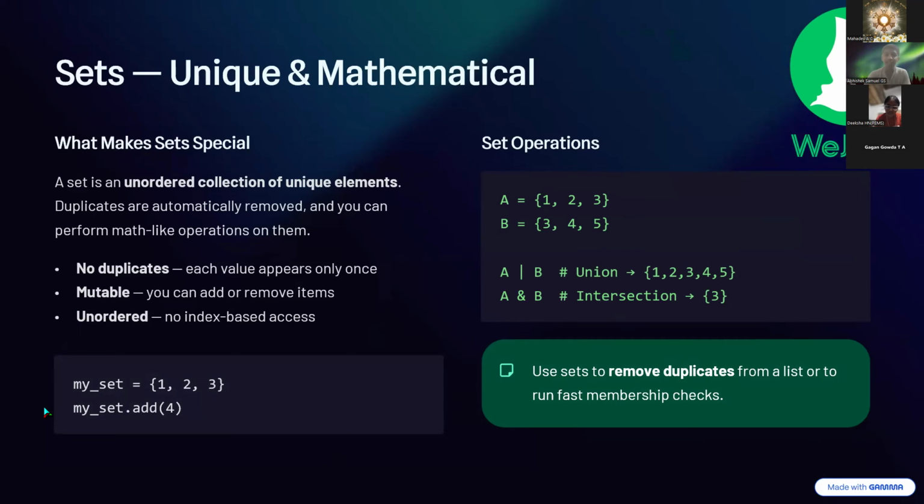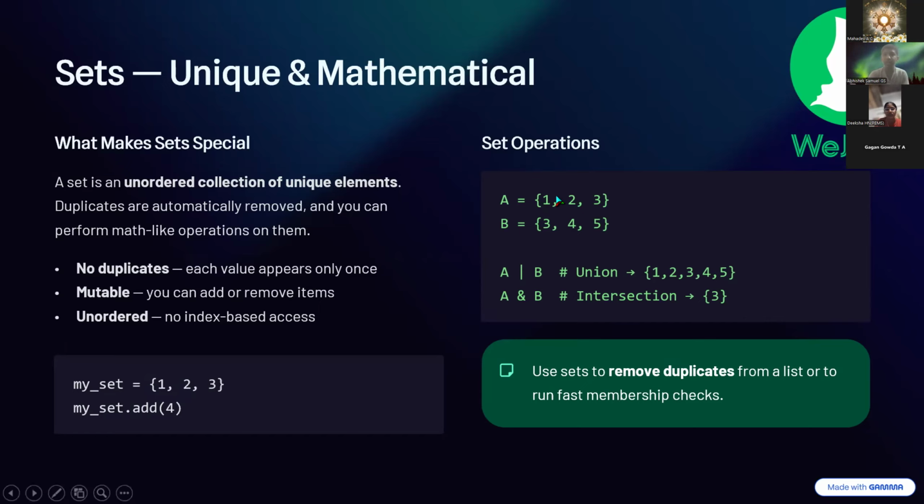It's the same as a list, where you write the variable dot add instead of append and add whatever value you need into the collection of items. It does not allow any duplicates. It is mutable, which means you can add or remove items and make changes. It is unordered, so it doesn't have index-based access.